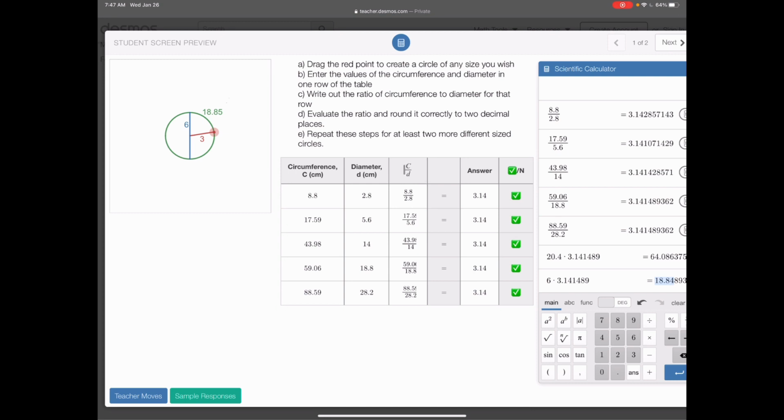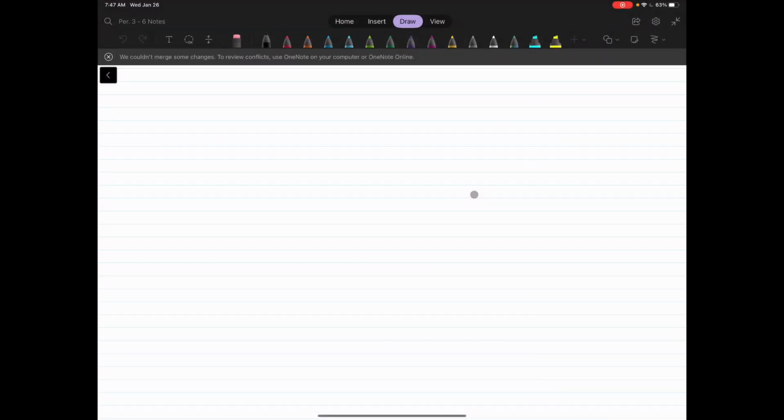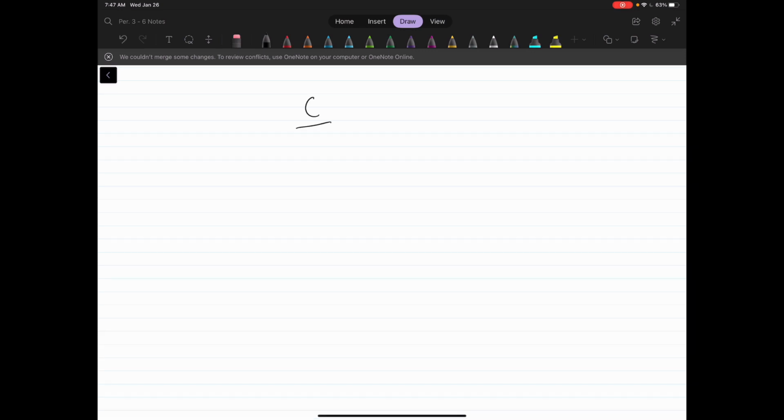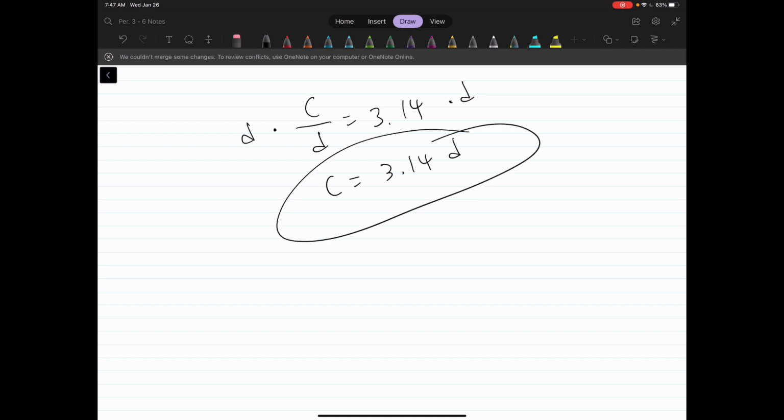So I've got circumference over diameter, right? I said that circumference over diameter is equal to 3.14, okay? So I'm going to show you the actual formula. Circumference over diameter is equal to 3.14, and then we solve for circumference. Multiply d on both sides, and circumference is equal to 3.14 d. That is the equation for the circumference of a circle.